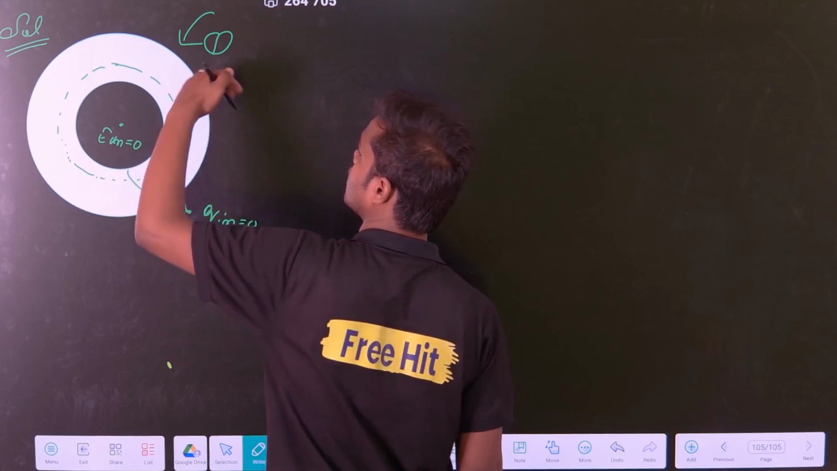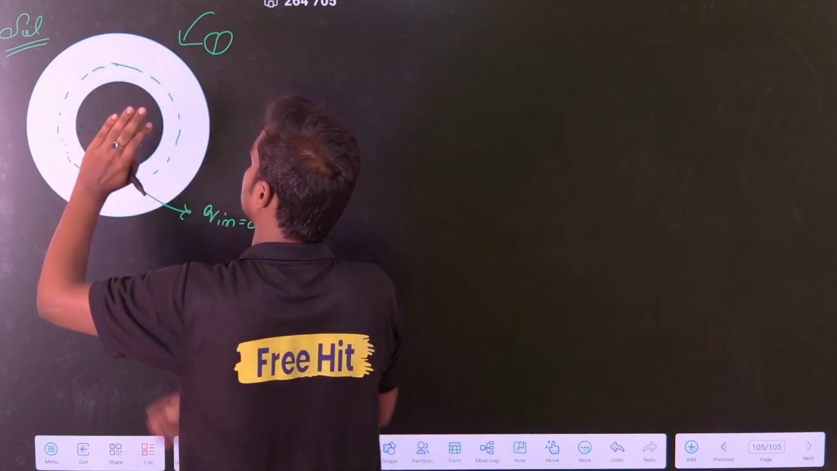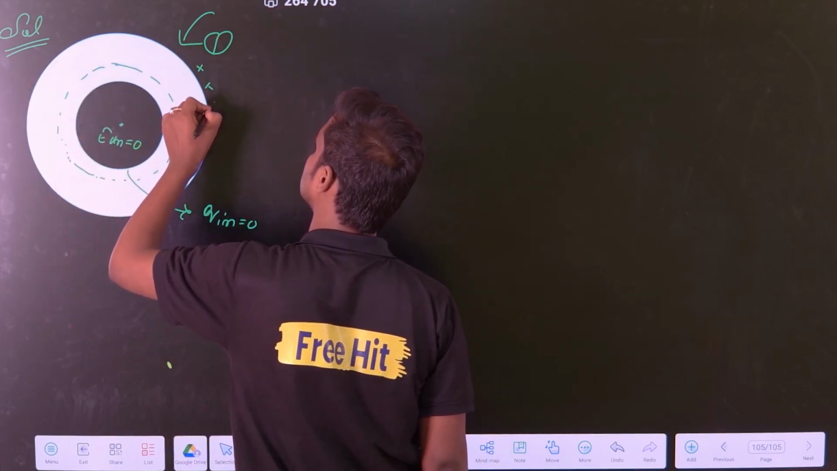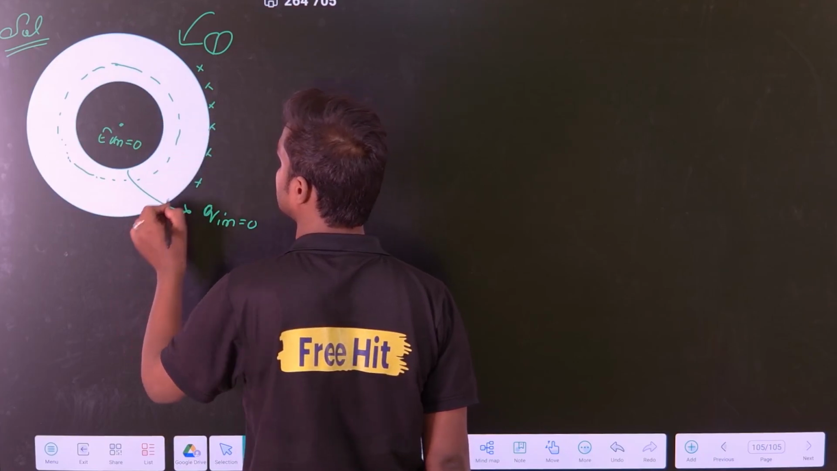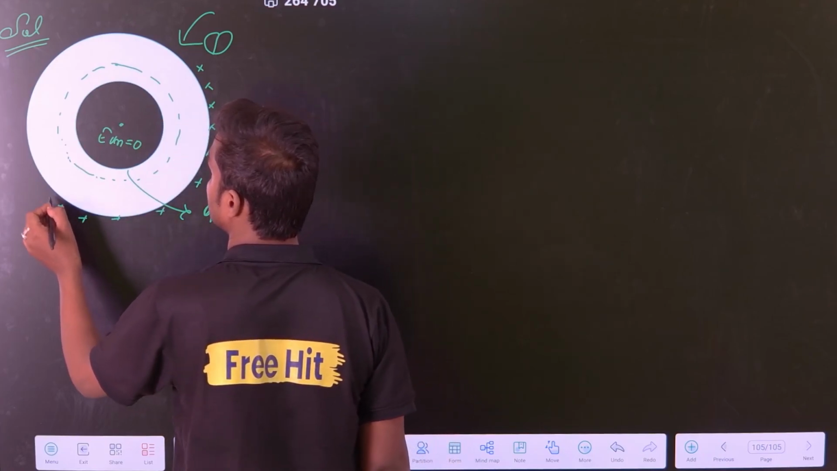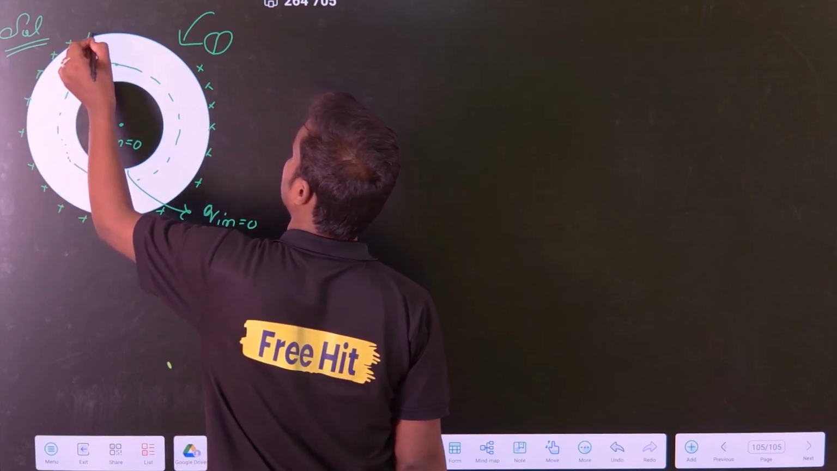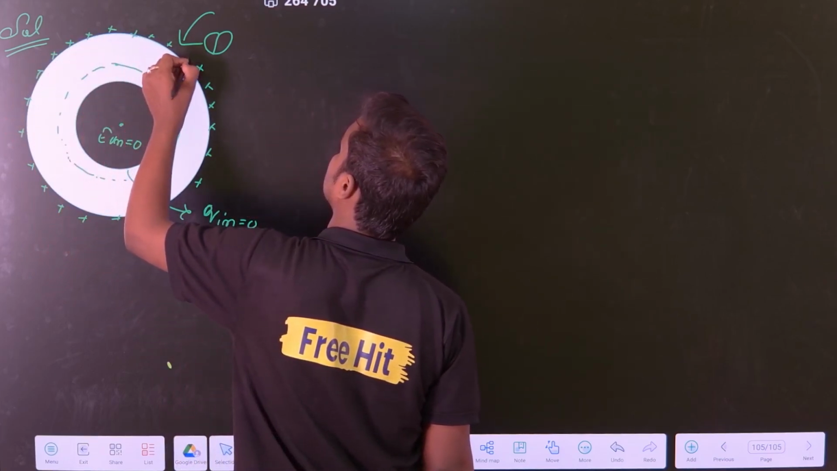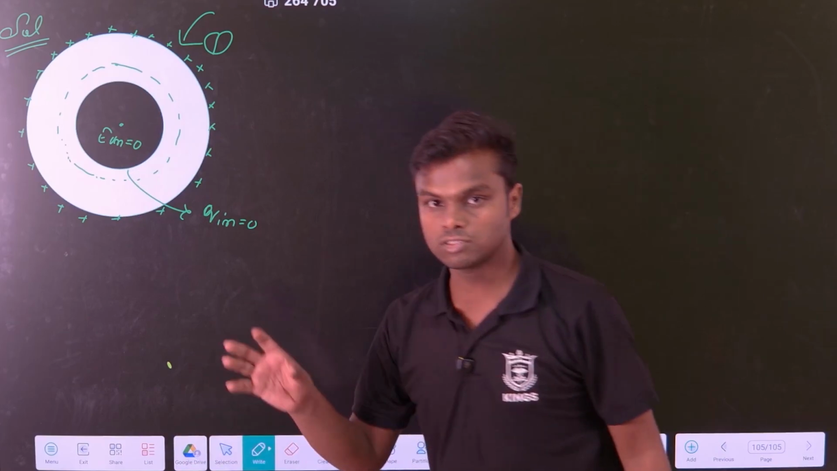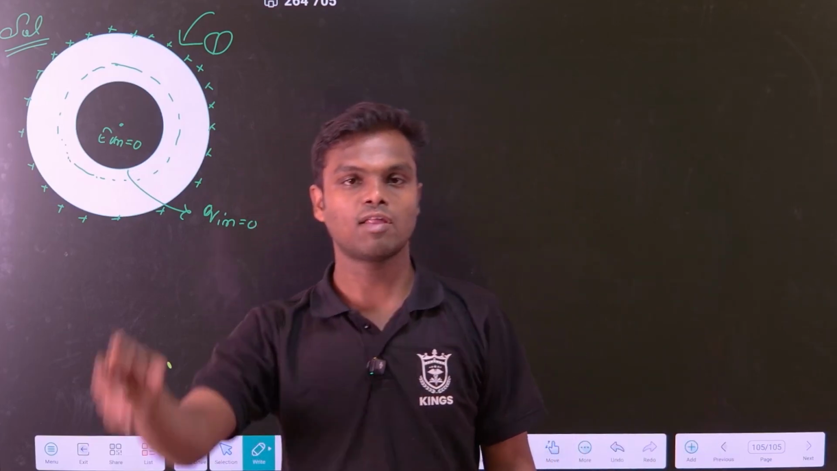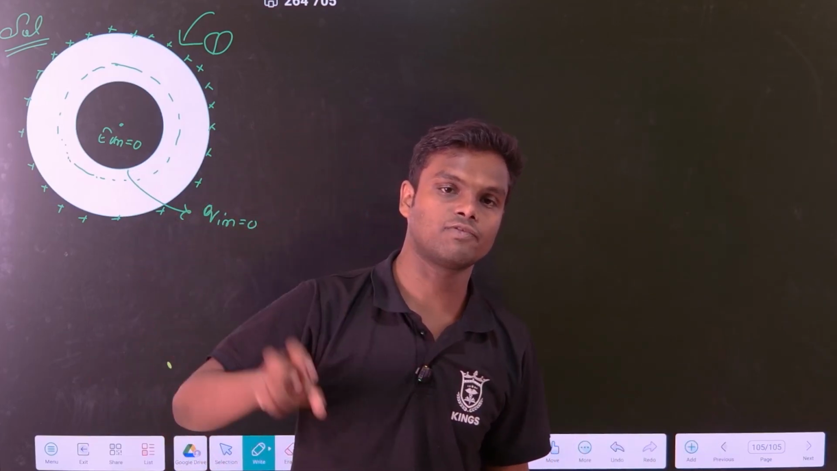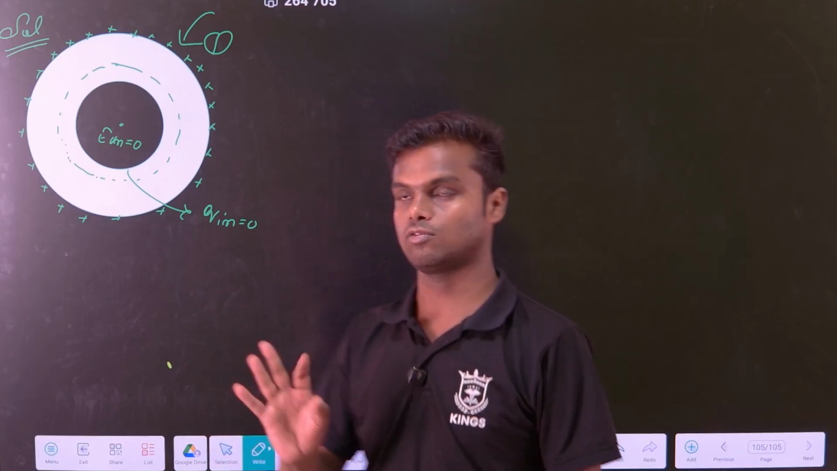So that means it doesn't matter whether you have a ring or something else, this charge will always be present on the surface only. So this charge will be present on the surface. That is always true. Have you understood the concept? Whenever we give any charge to any conductor, it will always reside on the outer surface of the conductor. That is the conclusion point.